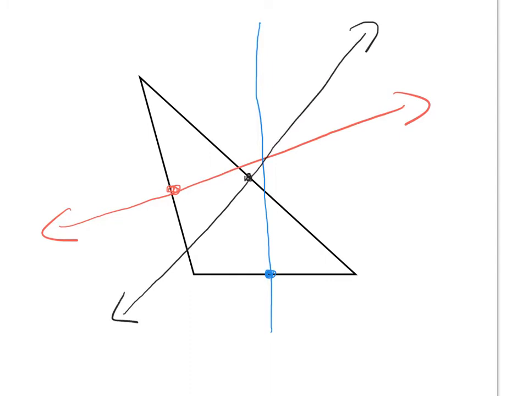Okay, this point right here is the point of concurrency of those three lines, and a triangle has three perpendicular bisectors which are concurrent. And that point of concurrency is called the circumcenter. Circumcenter. And you'll see why right now.